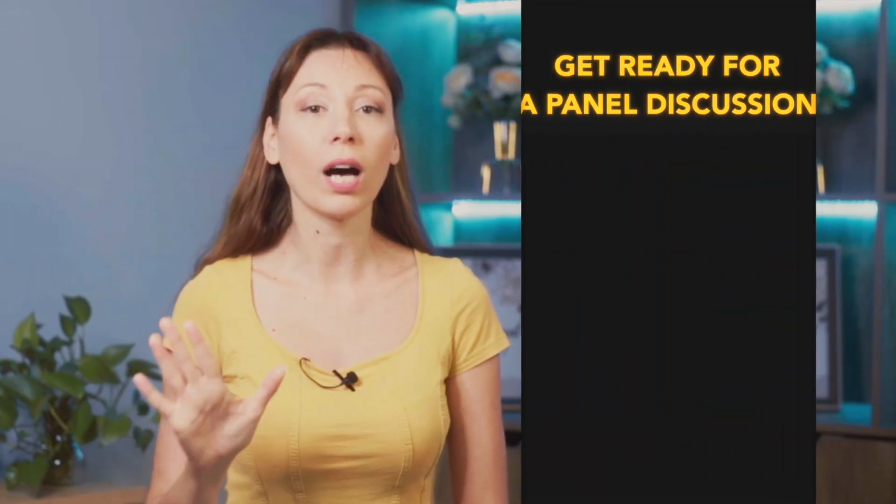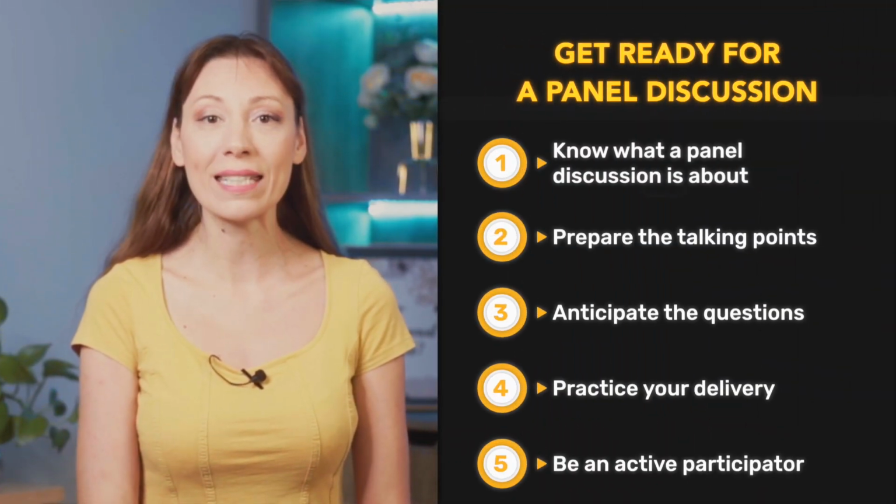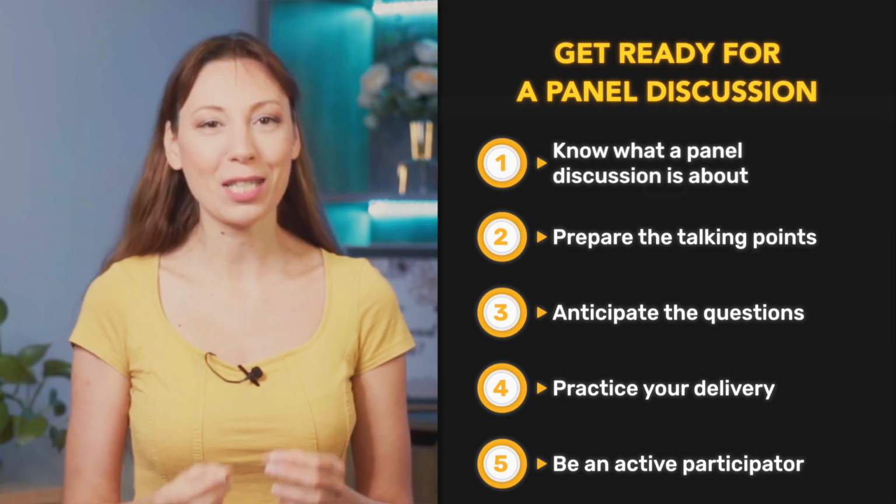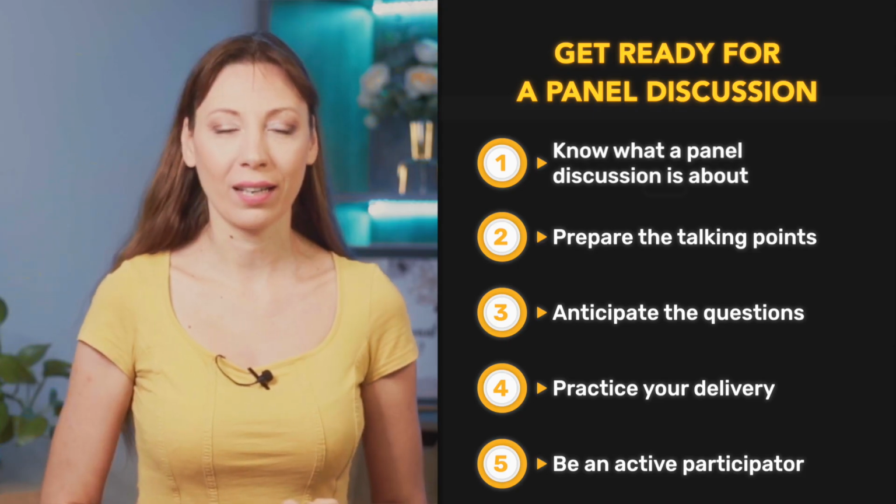So step number 5 on how to prepare for a panel discussion as a panelist is be an active participator during the panel discussion. A panel discussion is a group conversation. It's not just about what you say, but also about engaging with others. So listen actively to the other panelists and reflect on what they say. You can say things like, that's a great point, and I would add to that, and you continue. Or, I have a different perspective, and then you continue with your point. This creates a dynamic conversation rather than a series of separate answers.